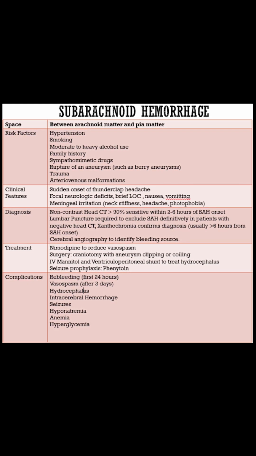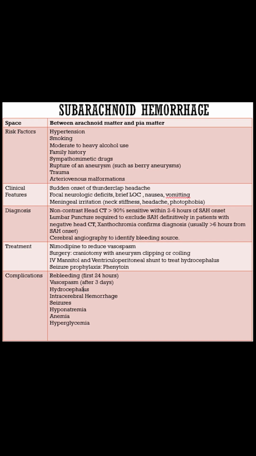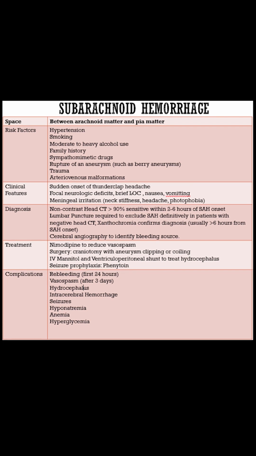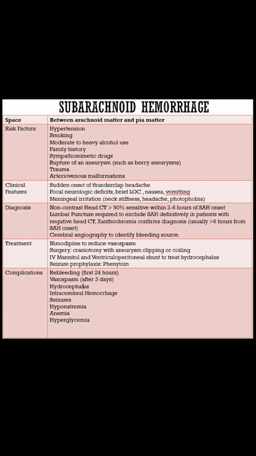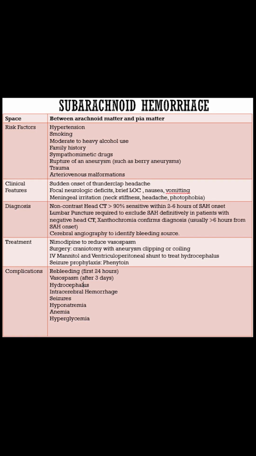A subarachnoid hemorrhage can also cause an intracerebral hemorrhage. Bleeding within the brain tissue will lead to an increased intracranial pressure within the brain. This will cause a decrease in the cerebral blood flow, eventually resulting in transient global cerebral ischemia and brain injury.